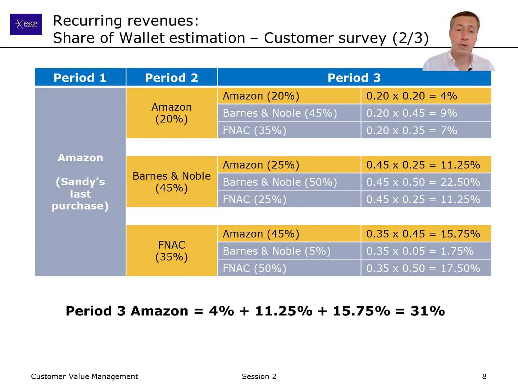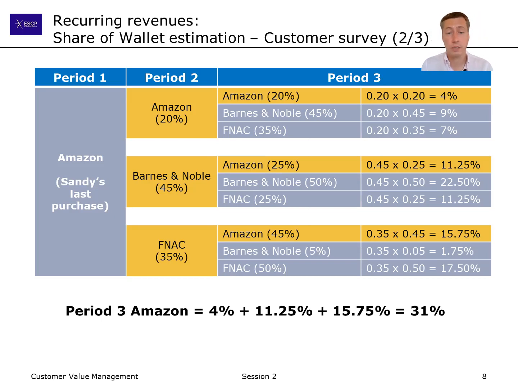If in period 2, Sandy went to Amazon, the values for period 3 are 20, 45, and 35%, which is just the first column of the matrix. If in period 2, Sandy went to Barnes & Noble, we use the second column of the matrix. And if in period 2, she went to Fnac, we use the last column of the matrix. And then we simply multiply out.